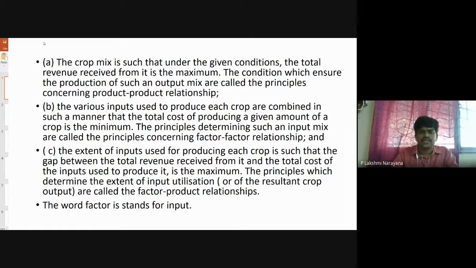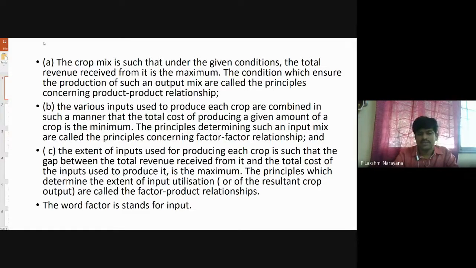So what are the three principles? One is product relationship, the second one is factor relationship, and the third one is factor product relationship. These three principles are important concepts in resource use efficiency. Here the word factor stands for input. Factor means input, input means factor. So what are the factors of production? Land, labor, capital, organization. For our study, in the foregoing analysis, we used only two factors, labor and capital.